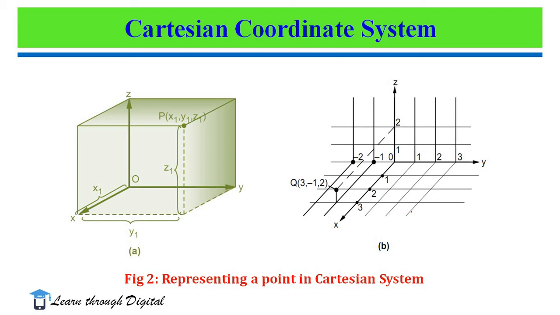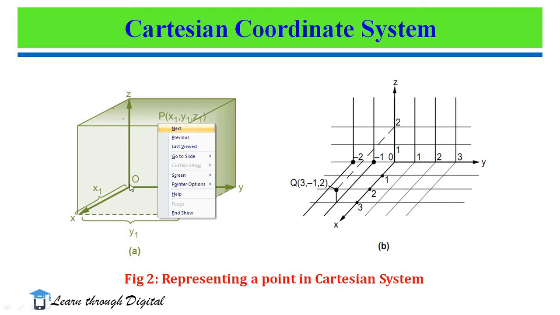This figure illustrates representing a point in the Cartesian coordinate system. A point in the rectangular coordinate system is located by 3 coordinates, namely x, y and z coordinates. The point can be reached by moving from the origin the distance x in the x direction, then distance y in the y direction, and finally the distance z in the z direction. In this illustration, this point P is x1, y1 and z1.